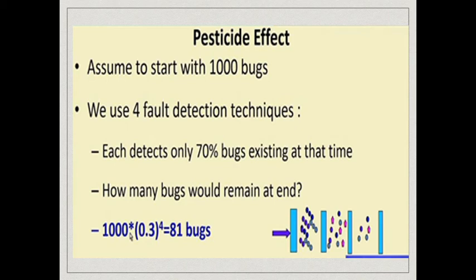We can do it initially. After the first technique, 300 will survive, as 70% will get detected out of 1000. So 700 are detected and 300 exist, and then again 30% of that will survive, and so on. We can do it quickly as 1000 times 0.3 to the power 4, because each time only 0.3 survive. So the total surviving bugs after the application of these techniques is 81 bugs in this program. This is a big number of bugs, 81 bugs.